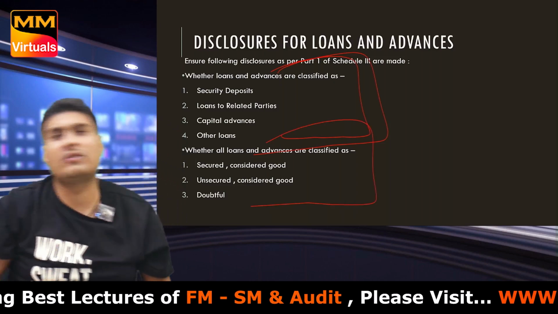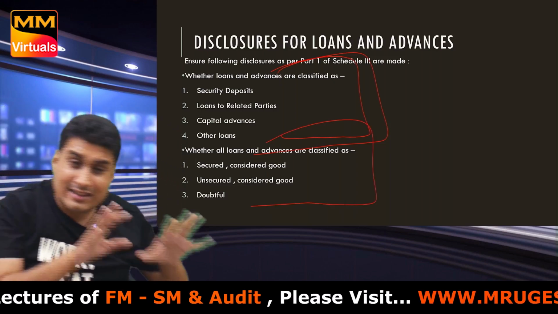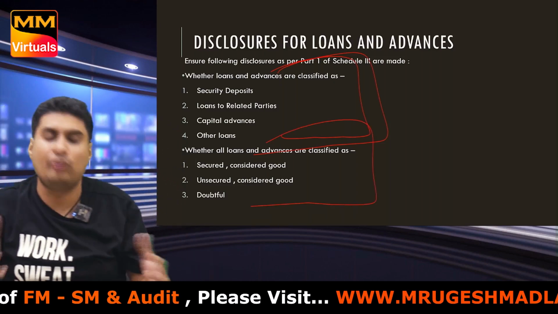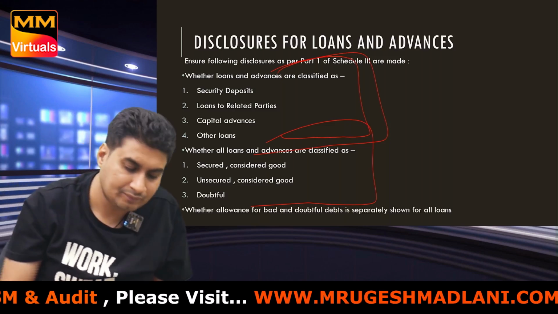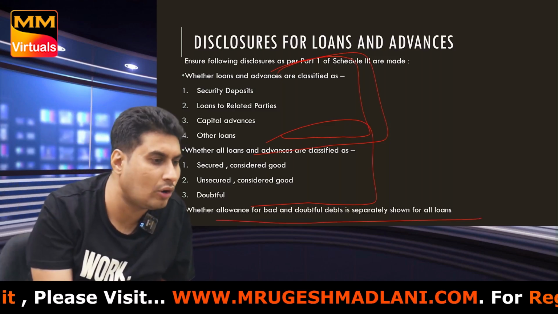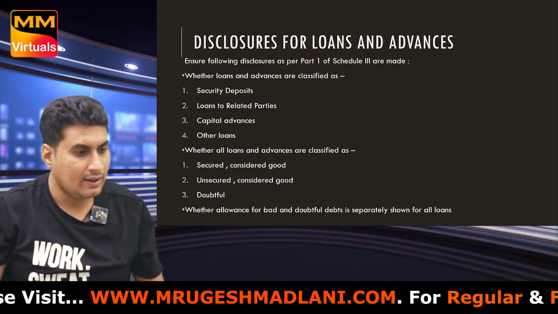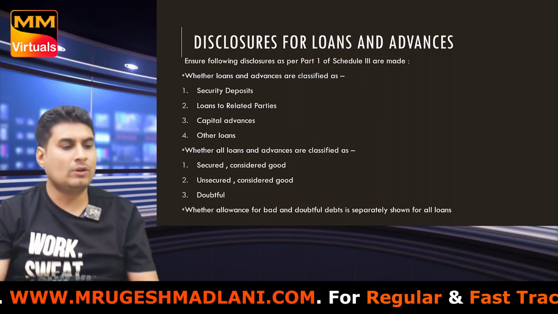In all the loans, what will we do? Secured, considered good; unsecured, but still good; and doubtful ones. You have to show them separately. Bad and doubtful, show separately for all loans. Seems good? Good till here.